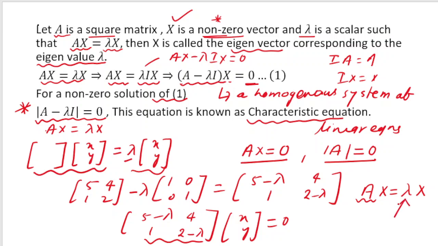This value of lambda will be called an eigenvalue, and this value of x will be known as the eigenvector corresponding to this eigenvalue lambda. So for any given matrix, we first write the characteristic equation, because if you look at the characteristic equation, this is how it looks, and once we write it, we find the solution of it to get the values of lambda.